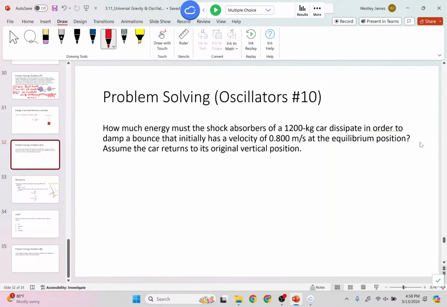All right, so how much energy must the shock absorbers of a 1,200 kilogram car dissipate in order to damp a bounce that initially has a velocity of 0.8 meters per second at the equilibrium position? Assume the car returns to its original vertical position.